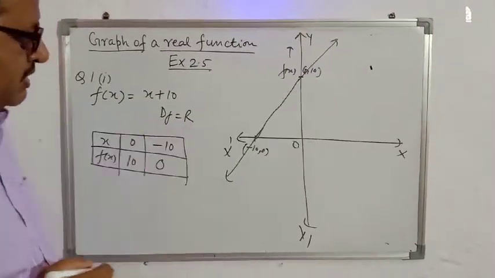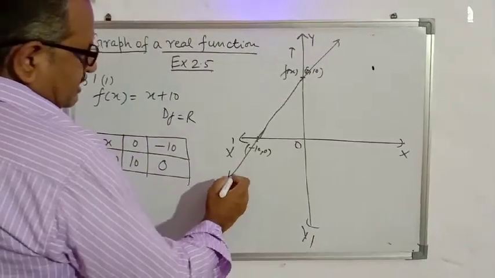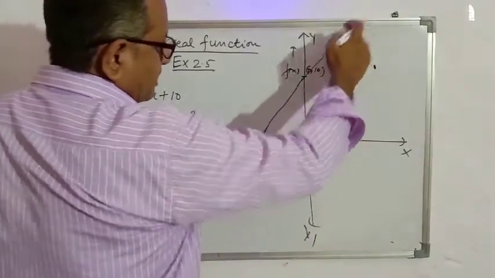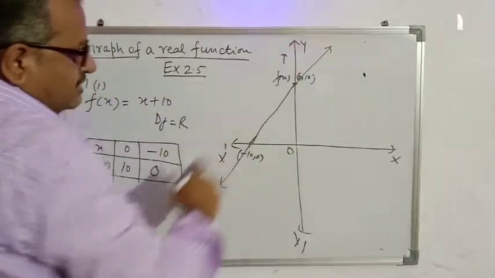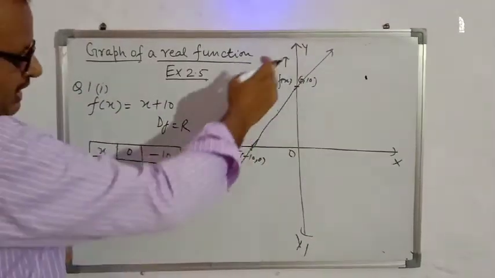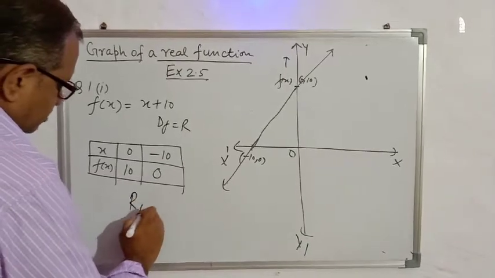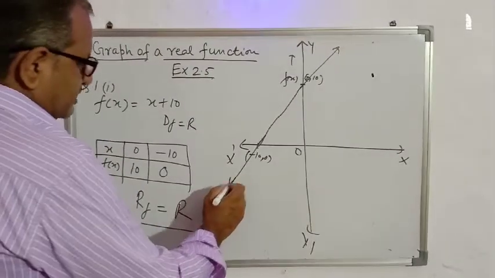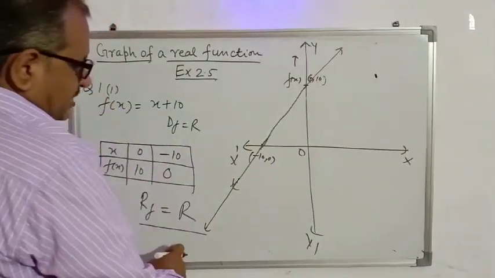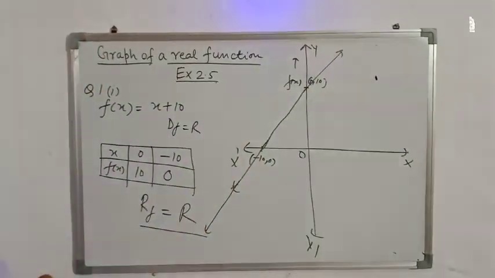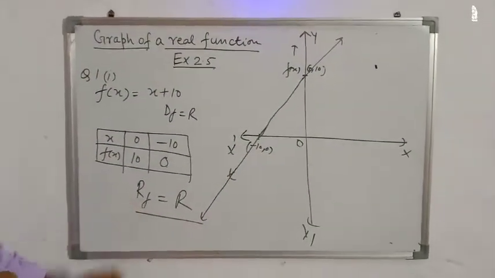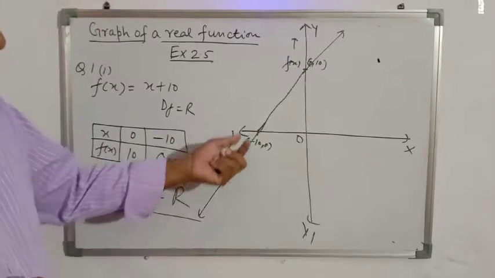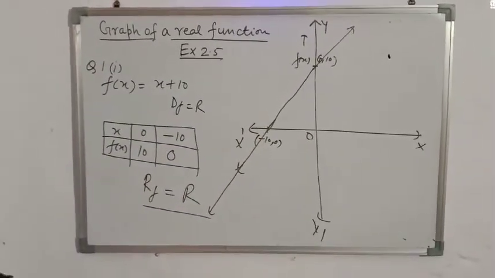With the help of the graph, we see what the range is. As x decreases, f(x) also decreases. As x increases, f(x) also increases. So from minus infinity to plus infinity is the range, meaning the range is again the real numbers. So the range of the function is all the real numbers. We can extend this line like this. So from minus infinity to plus infinity, it will be the range. So this is question number 1, first part. Firstly we have to draw the graph, then with the help of the graph we can find the range of the function.